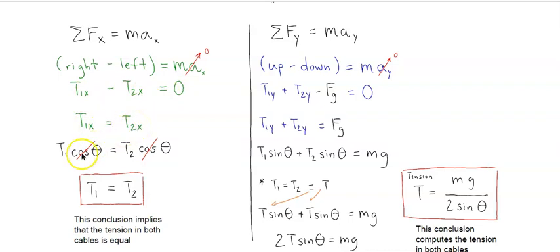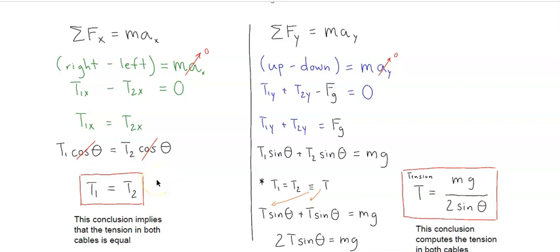And of course, when we write out the full trigonometric form, we get T1 cosine theta equals T2 cosine theta. Canceling cosines leaves us with what we already expected, that the tension in both cables is the same. T1 equals T2. So that's a very important conclusion.